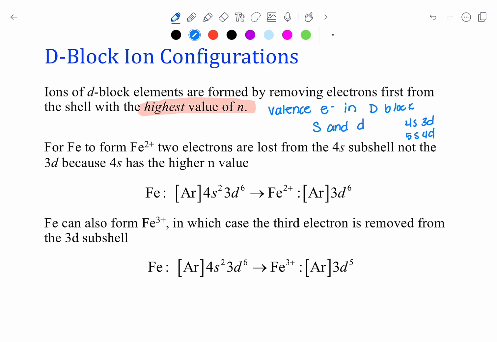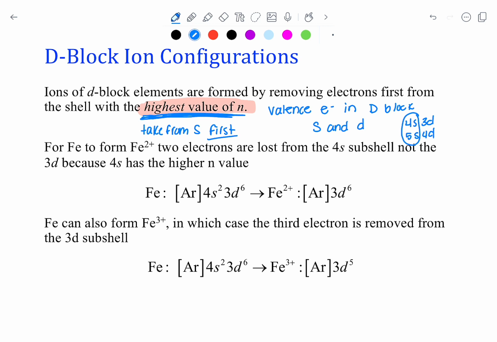So we have to remember that when we are forming ions for d block elements, we remove electrons from the highest n value first. So that would be the 4s, the 5s, the 6s. It's always going to come from the s first because those s orbitals have the higher n value. So take from s first, because those have the highest n value.